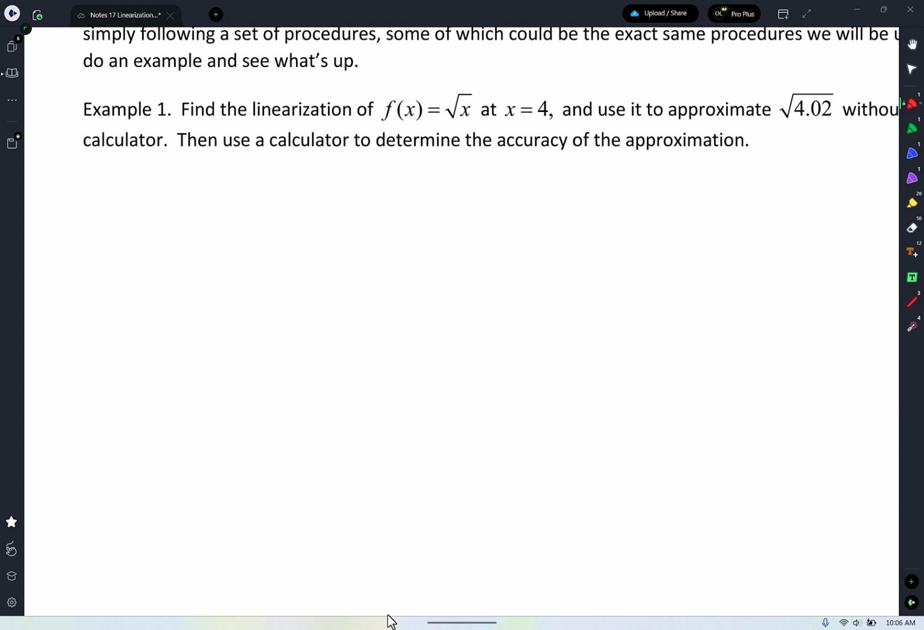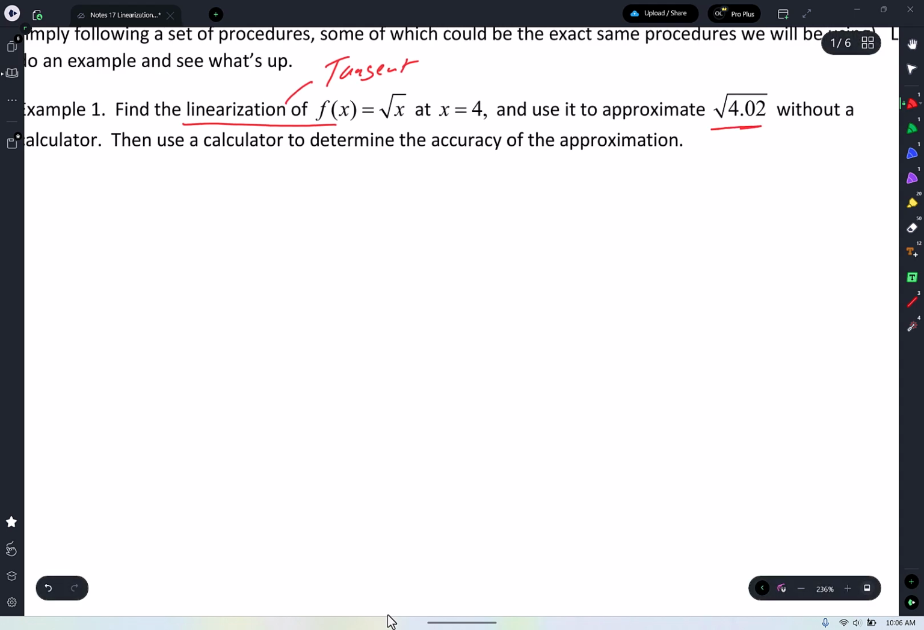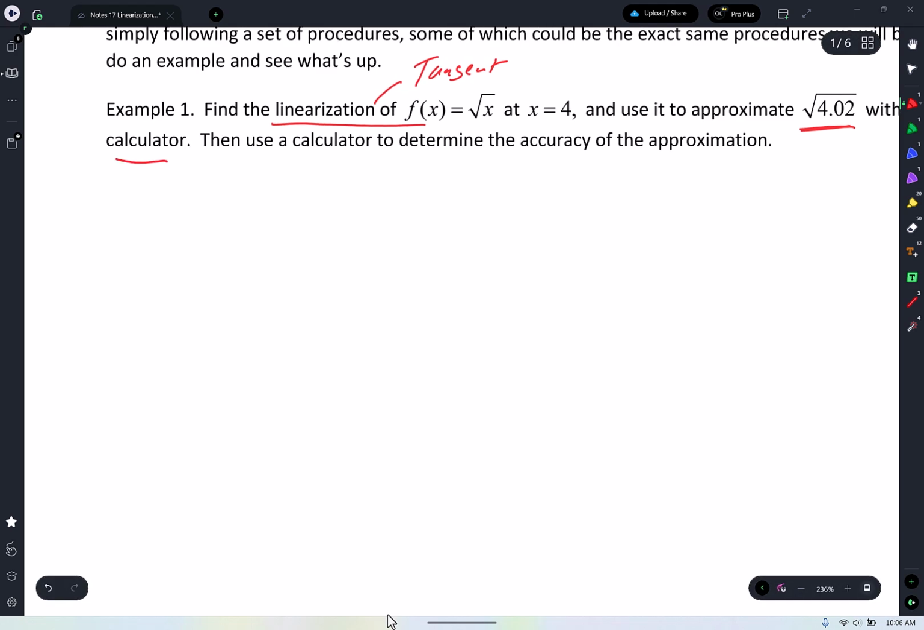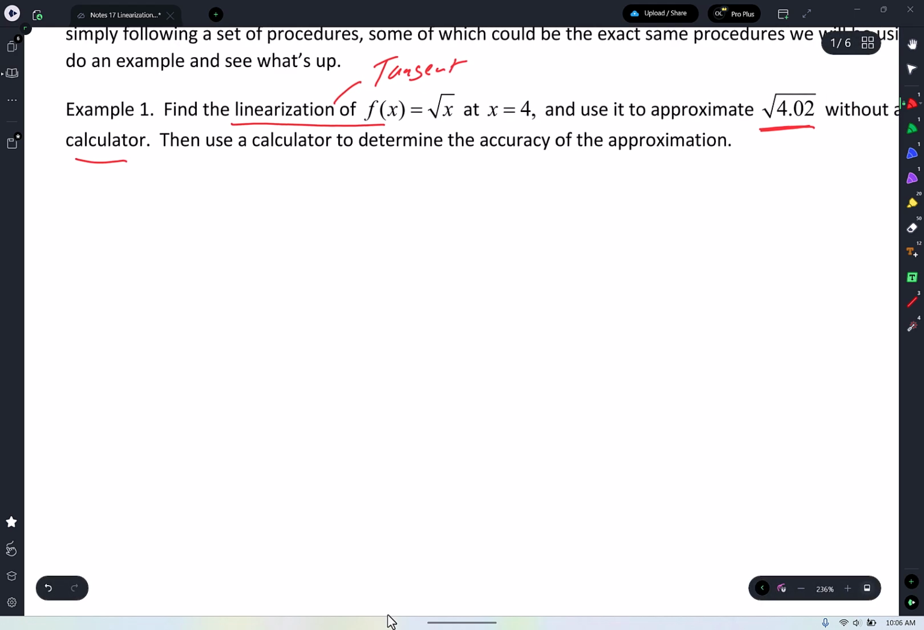It says find the linearization. Relax, don't freak out. All that just means is the tangent line of f of x equals square root of x at x equals 4, and use it to approximate the square root of 4.02 without a calculator. Then use the calculator to determine the accuracy of the approximation.